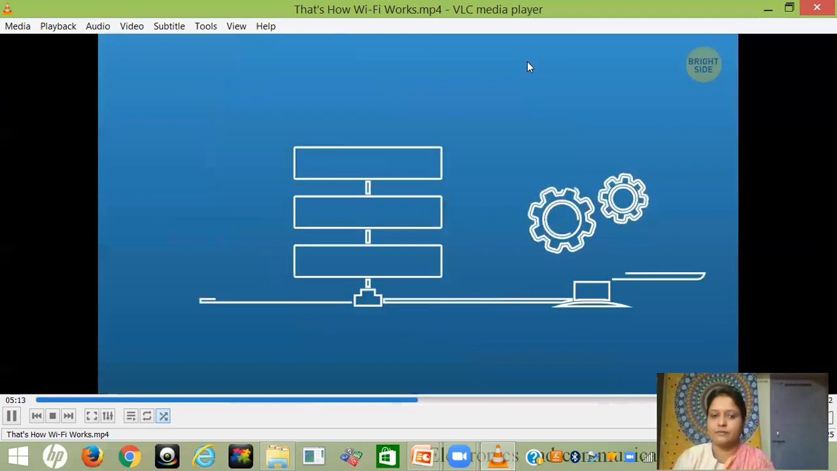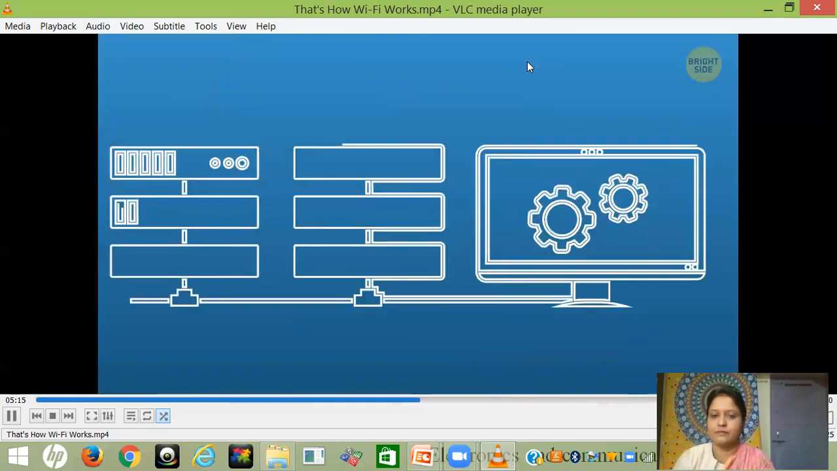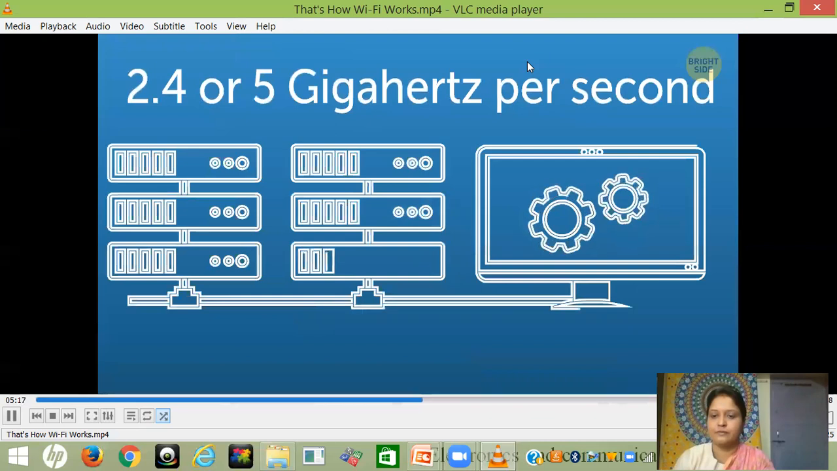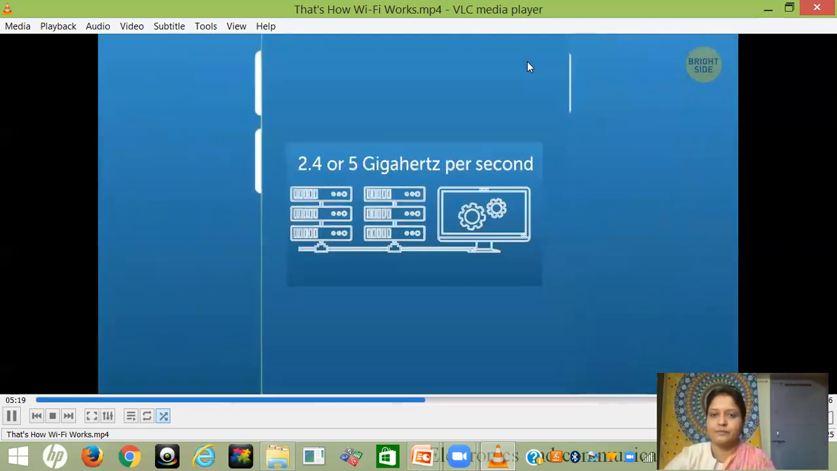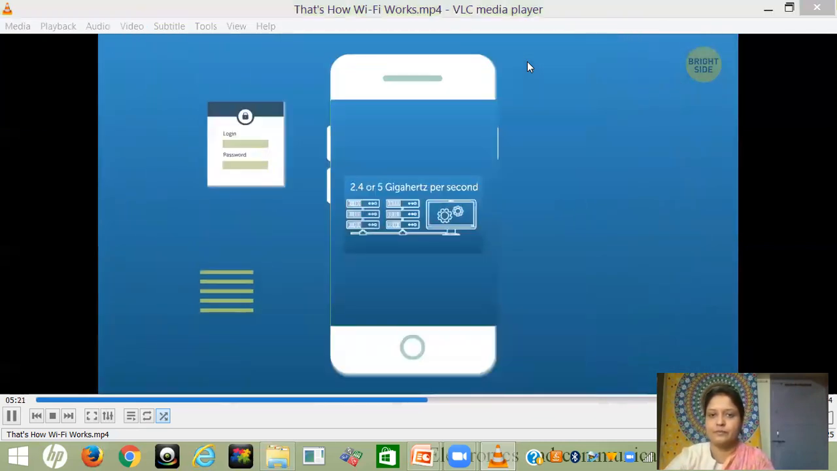So the frequencies Wi-Fi routers use are 2.4 or 5 gigahertz per second, which is why data gets transferred so quickly to your phone. When it comes to speed, the 5 gigahertz frequency sends information faster over shorter distances, whereas the 2.4 gigahertz router covers farther distances but goes slower.